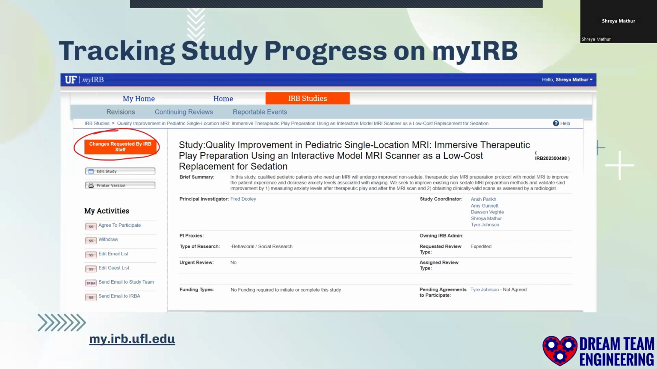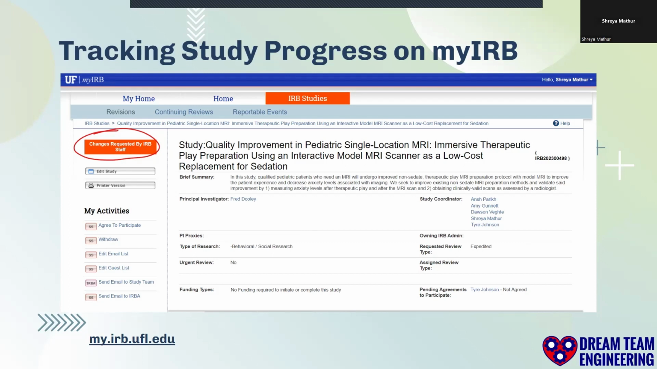So this is the MyIRB website. This is where you would go and submit. This is where you would input all the information about your study and you would submit it. This is a picture of the MRI one. You can see where you would press edit study, and when you press edit study, that's where you put in all the information about the study. The thing that I circled at the top, the orange thing, basically shows the status of your IRB study. So ours is: changes requested by the IRB staff.